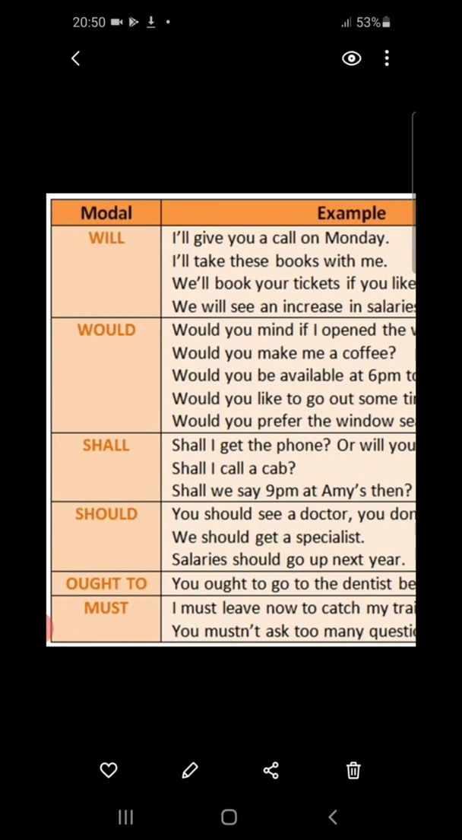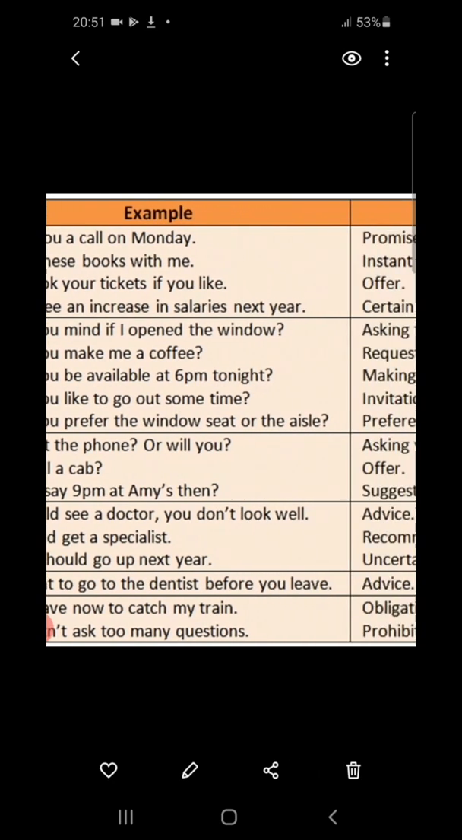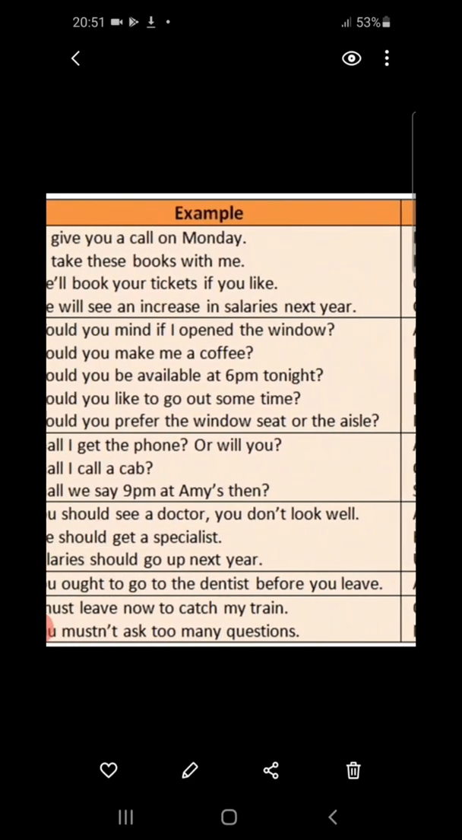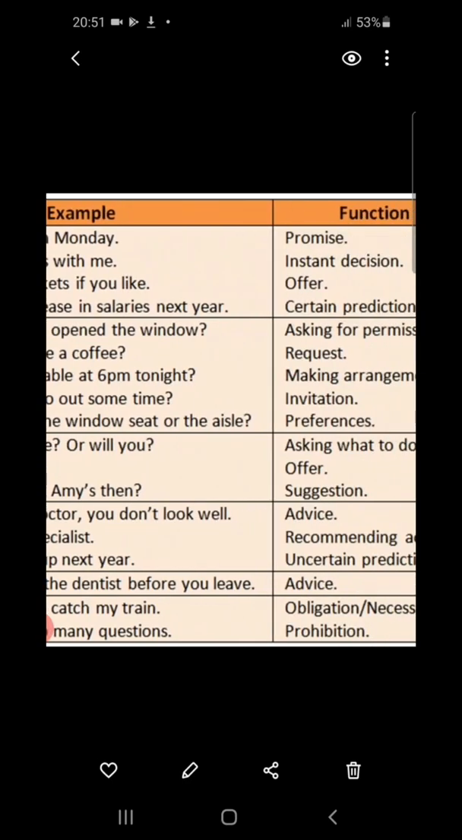Next modal. Shall. Shall I get the phone? Or will you? Asking what to do. Next one. Shall I call a cab? So, shall I call a taxi? It's an offer.